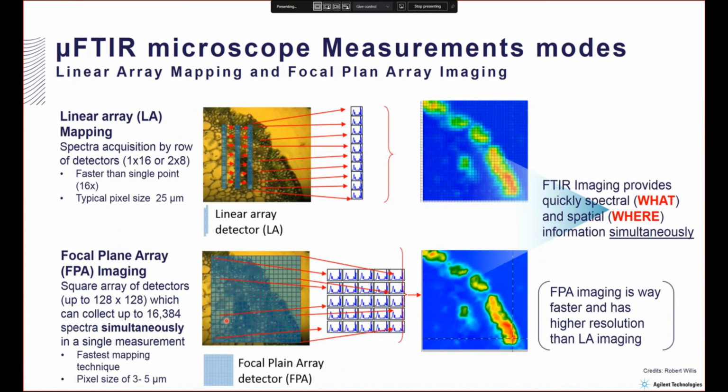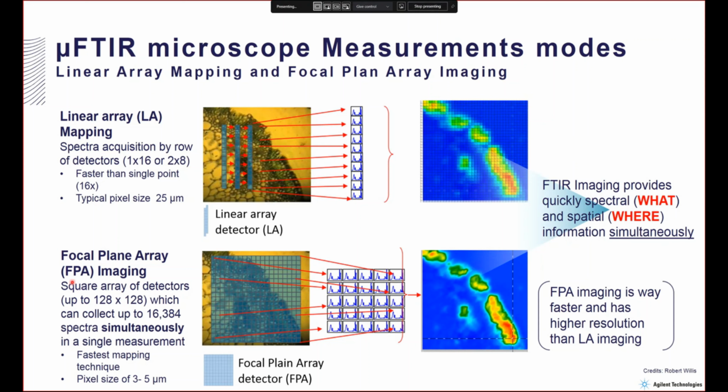The solution to speed up the process when we want to do chemical mapping is to use linear array mapping. Instead of having only one detector, we have a line of detectors. This is typically 1 by 16 detectors or 2 by 8 detectors. In this way, we can speed up the process of mapping and obtain both spectral and spatial information about our sample. But we are still a bit slow.